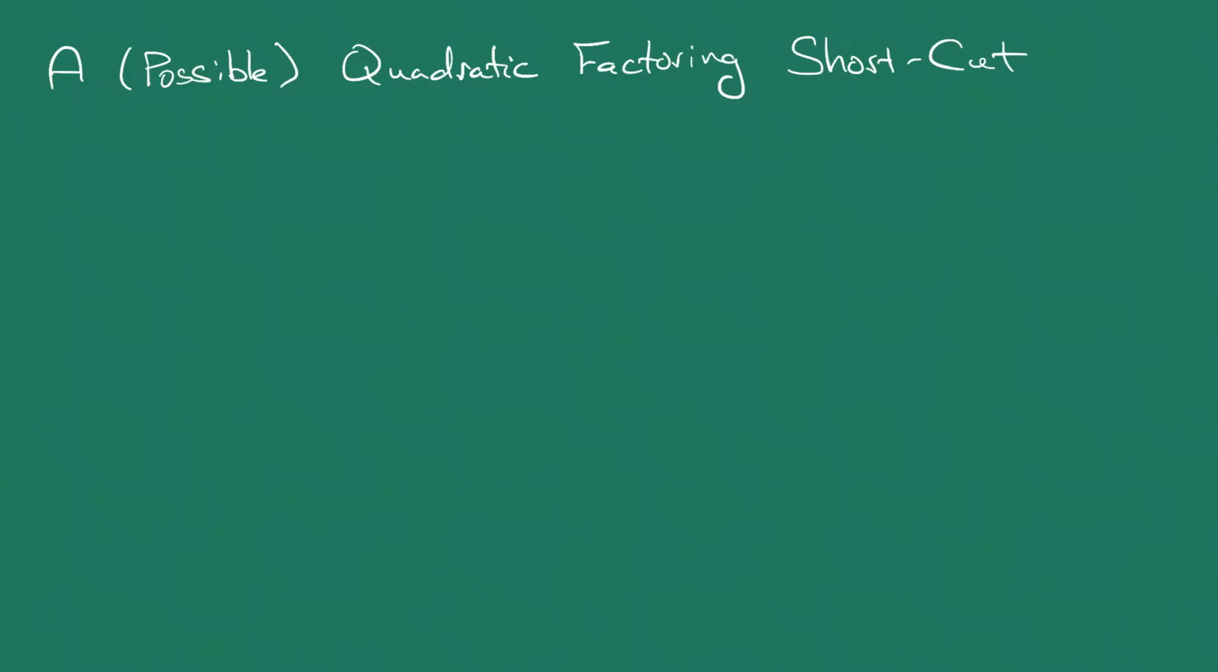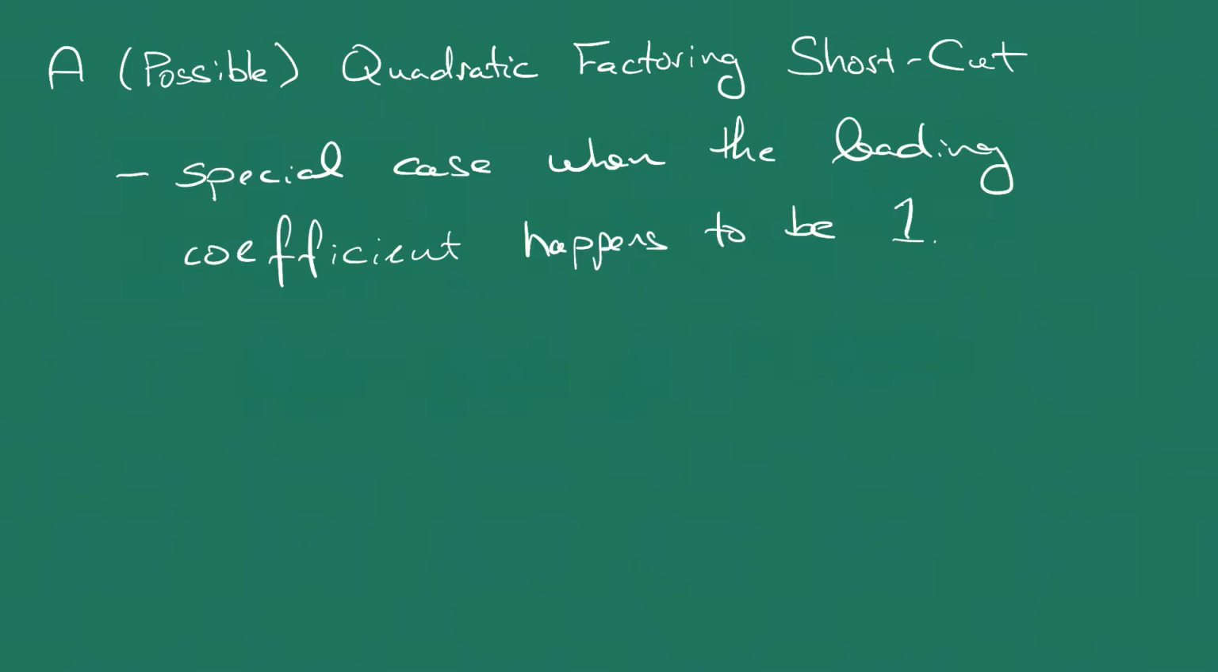Greetings everybody, and in this video we'll be looking at a possible quadratic factoring shortcut. So this will be a special case when our leading coefficient just happens to be 1. That is, we have our regular quadratic, which looks like ax squared plus bx plus c, and the problem we're going to be dealing with is just x squared plus bx plus c.